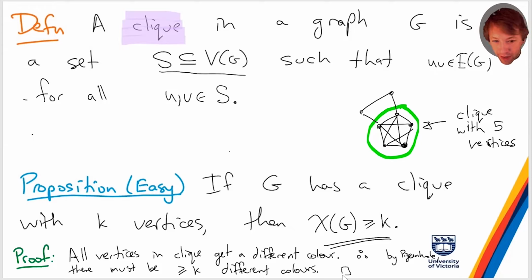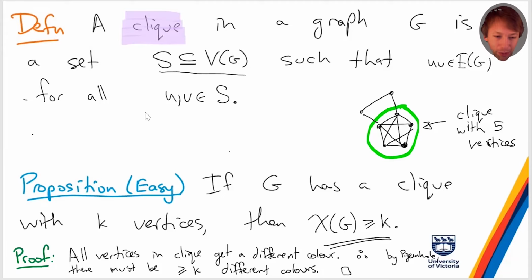Because if you think of the colors as being holes and the vertices of the clique as being pigeons, if I had only k minus 1 colors, then 2 of my vertices of the clique, or 2 of my pigeons, would have to go in the same hole, because there are k pigeons and k minus 1 holes, so they would have to get the same color.